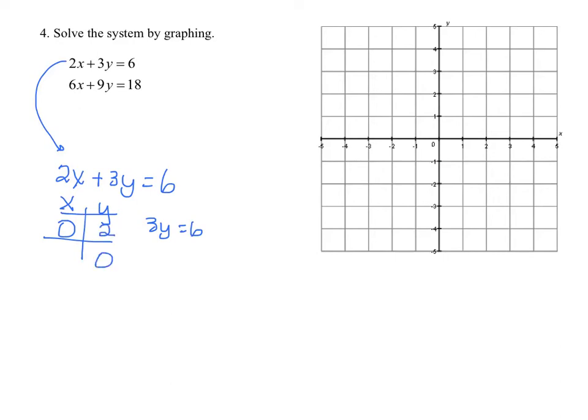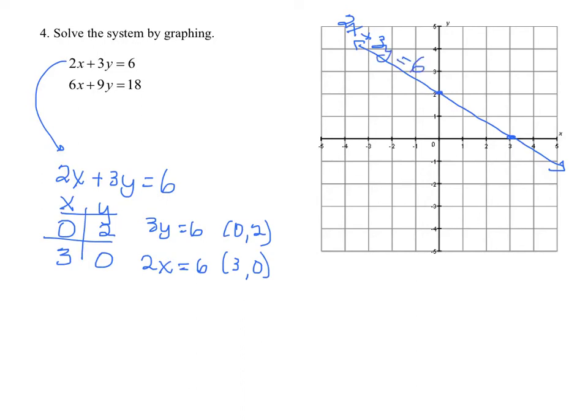When y is equal to 0, x is equal to 3. So we're going to graph the point 0, 2, and 3, 0, and be done with it. 0, 2, 3, 0, bada bing. I could change it all into slope-intercept form, but this way is a little easier. 2x plus 3y is equal to 6.